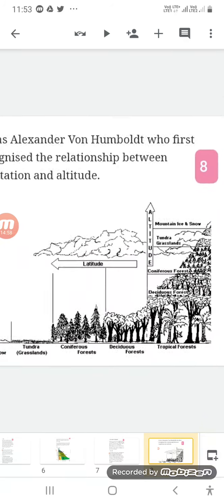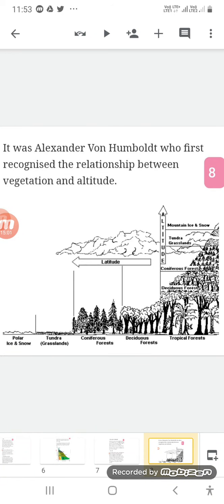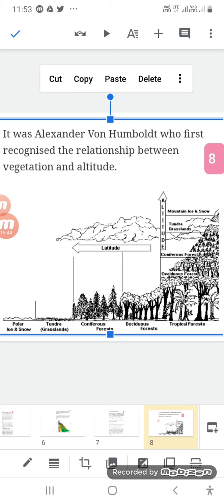You can see this figure. When we are going up in altitude, we have tropical forests, then deciduous forests, then coniferous forests, then tundra, and then mountain ice and snow. Going along latitude, from the equator we have deciduous forests, then coniferous forests, then tundra, and towards the poles we have polar ice and snow, which has no vegetation at all.